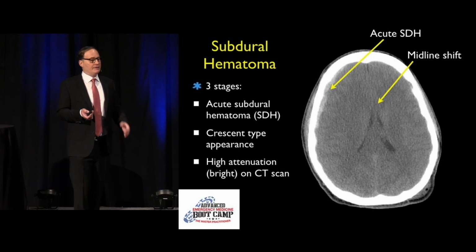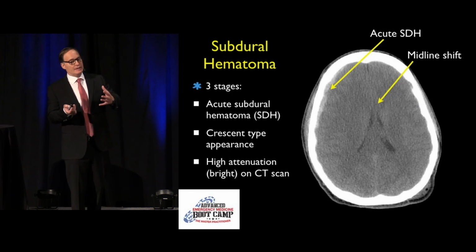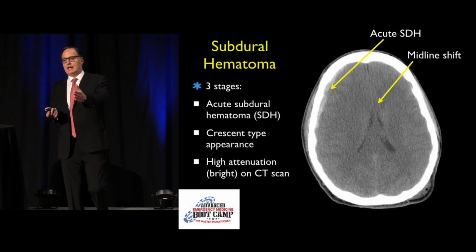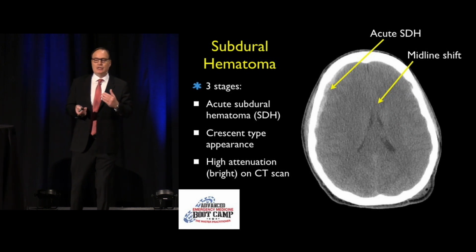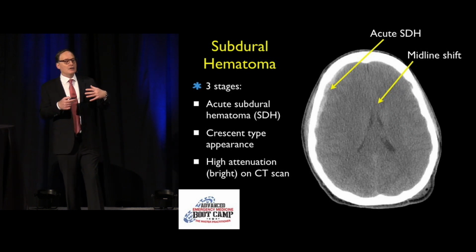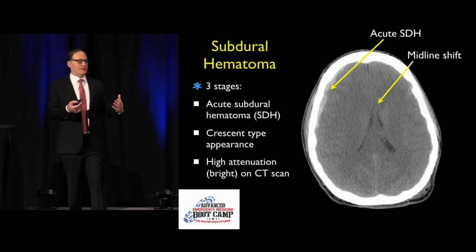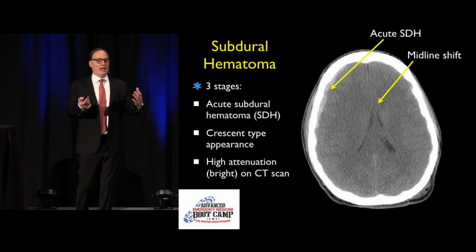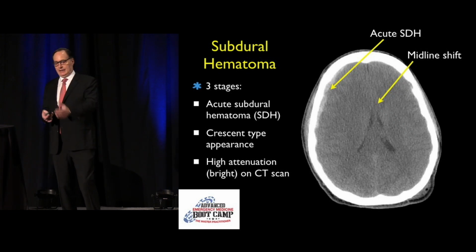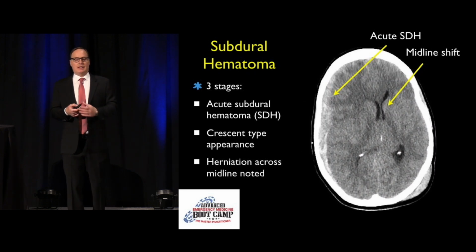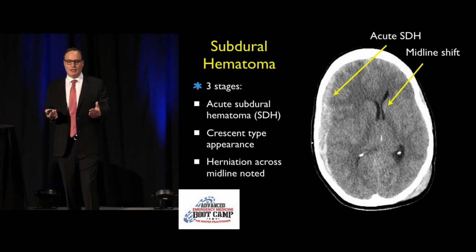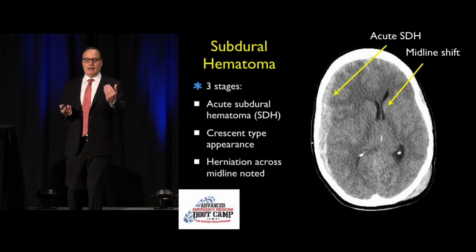And notice here, even though it's small, there's some subfalcine shift. Do you see that? Everything's starting to move across. So it tells you that in addition to the bleed, there's been some underlying brain injury and the start of swelling has occurred, and that's causing this midline shift. Here's another one, just a larger acute subdural. Notice again, this is acute, hyperattenuated. Again, we see that crescent.